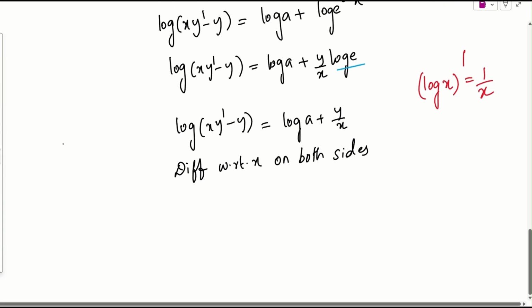The same thing I'll be applying here: log of the whole thing. Let us assume the whole thing as a capital X. Is it okay? So this is nothing but 1 by x y dash minus y. This is in the form of log x and we need to apply the derivative for that. I will write it down.